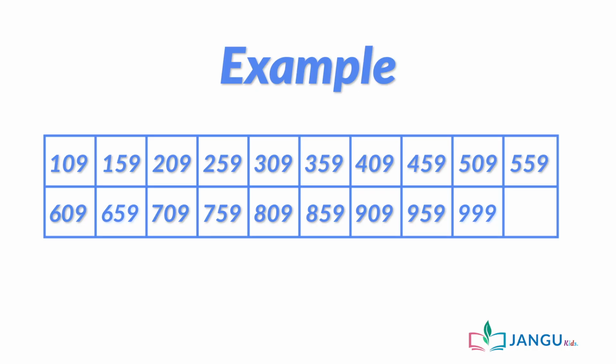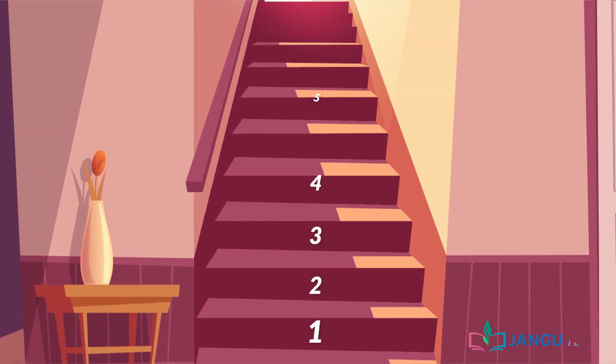Now let's look at an example on how to skip count to 999. 109, 159, 209, 259, 309, 359, 409, 459, 509, 559, 609, 659, 709, 759, 809, 859, 909, 959, 999. Counting numbers helps us to understand that numbers have an order.